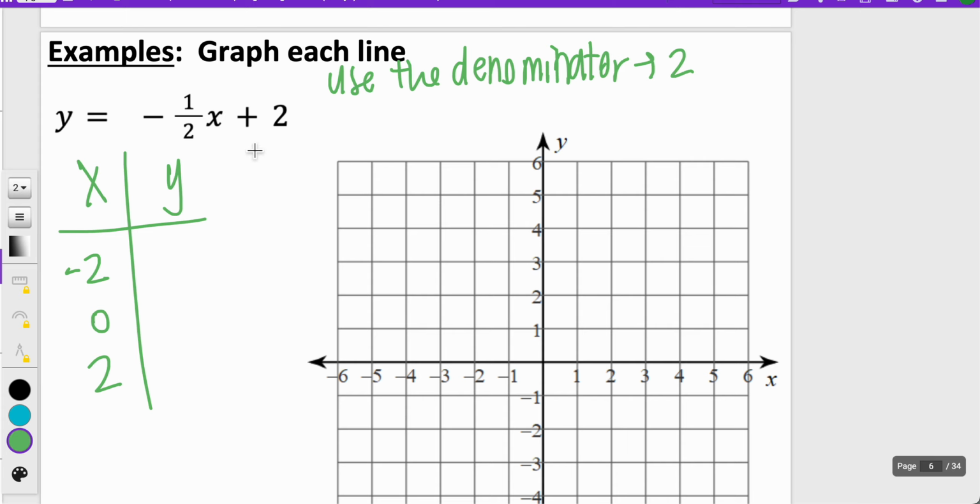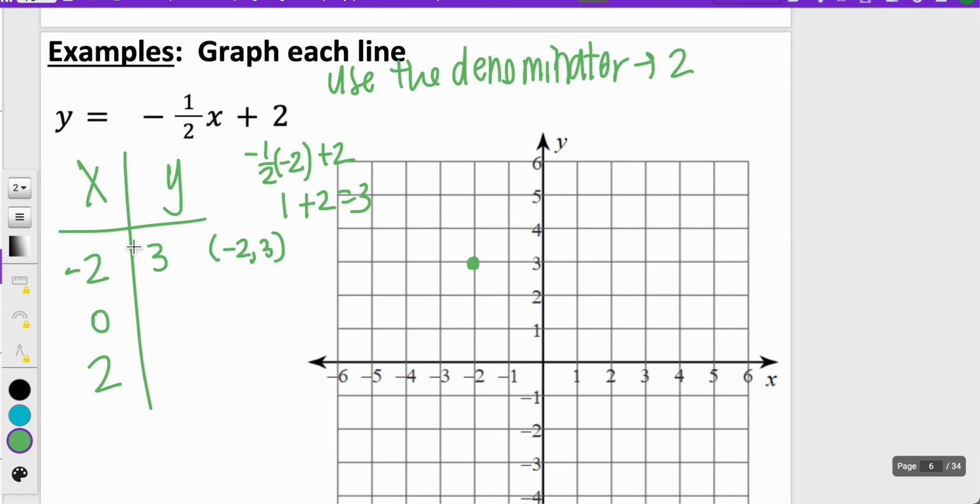So if x is -2, that means I'm going to plug it in. -1/2 times -2 plus 2. -1/2 times -2 is 1, and 1 plus 2 is 3. So this ordered pair is -2, 3. So left 2, up 3.